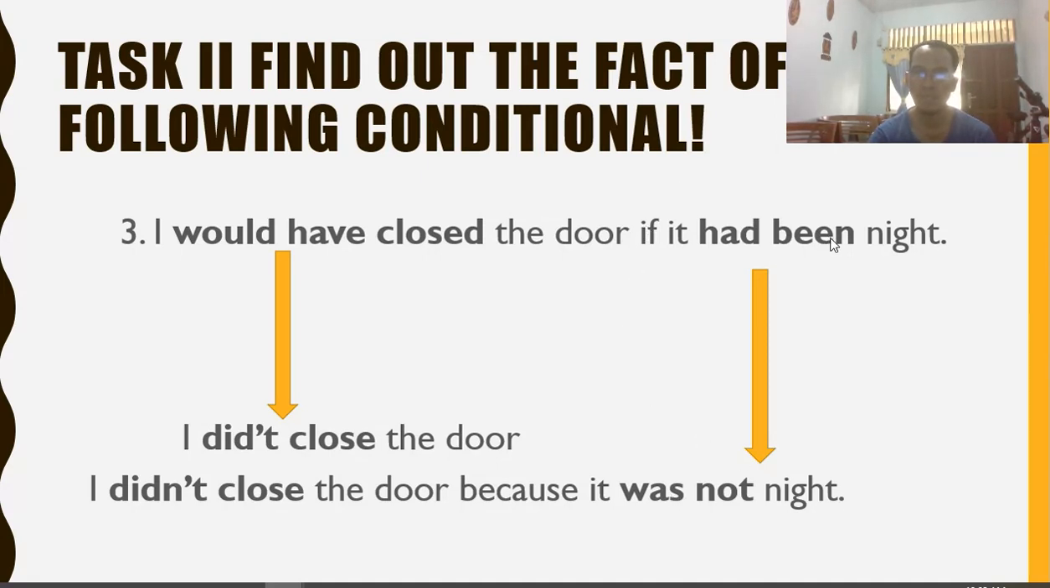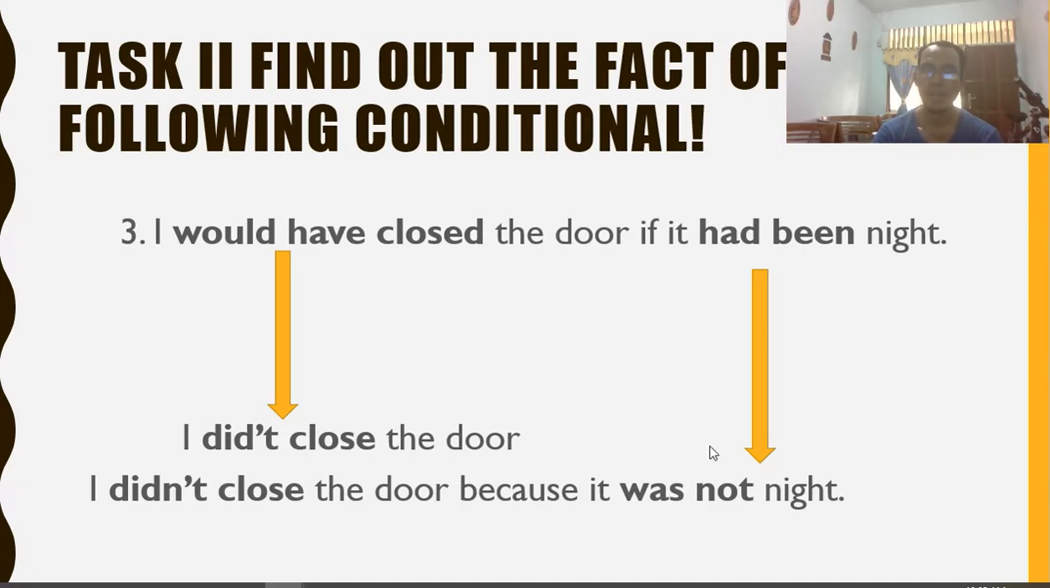Remember, had been is from the to be, and the to be should be negative. So because to be verb 3, we use to be verb 2. This is verb 3, we use verb 2. This is did not close from the word closed.